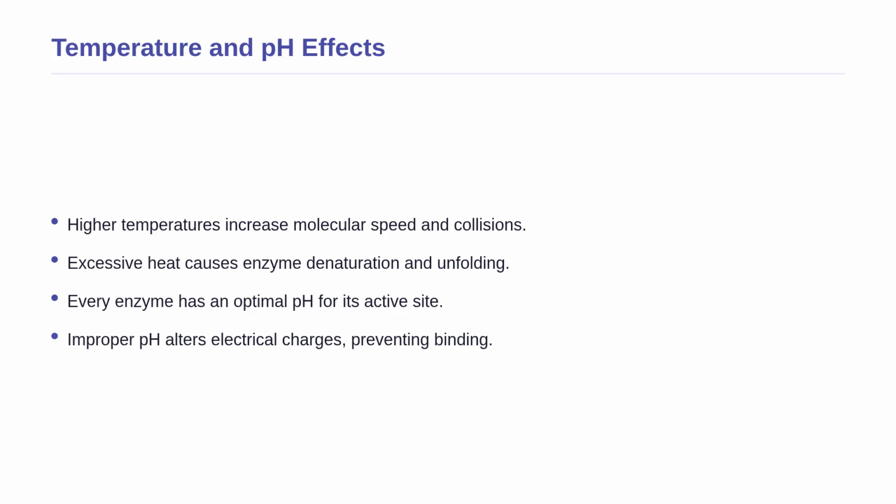Beyond just concentration, the environment plays a massive role. As temperature increases, molecules move faster and collide more often, increasing the reaction rate. However, if the temperature gets too high, the delicate protein structure of the enzyme unfolds. This process is called denaturation, and it stops the reaction completely. Similarly, every enzyme has an optimal pH level. Any deviation from this optimal pH alters the electrical charges on the amino acids, preventing the substrate from fitting properly into the active site.